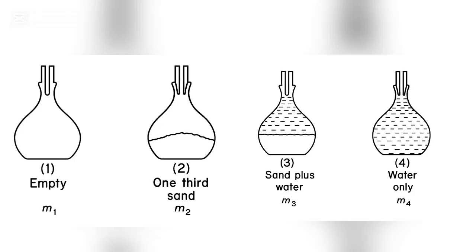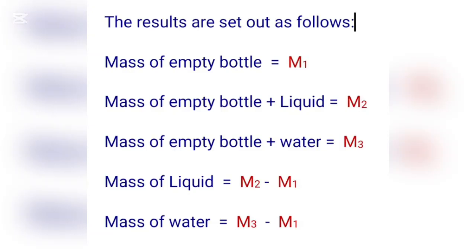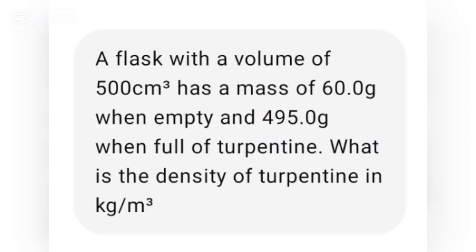Secondly, it is reweighed when it is 1/3 full of sand or lead sheet. Thirdly, the bottle containing the sand or lead sheet is then filled up with water and reweighed. Finally, which is the fourth one, the bottle is cleaned and filled with water and weighed. After getting all these parameters, you will now be able to calculate the relative density of sand or lead sheet using the formula: relative density equals mass of sand divided by mass of equal volume of water. I will leave that arithmetic for you to do.